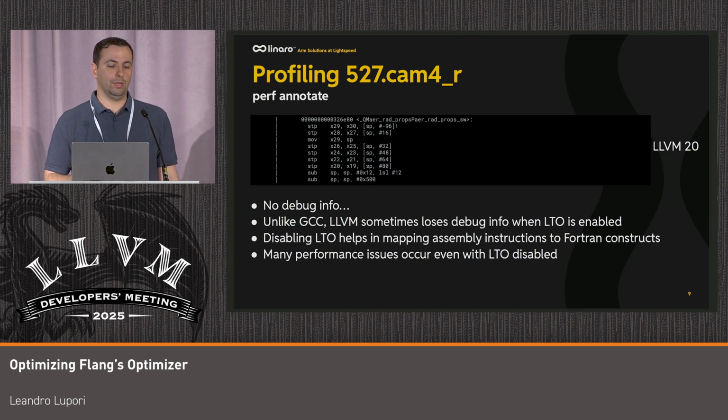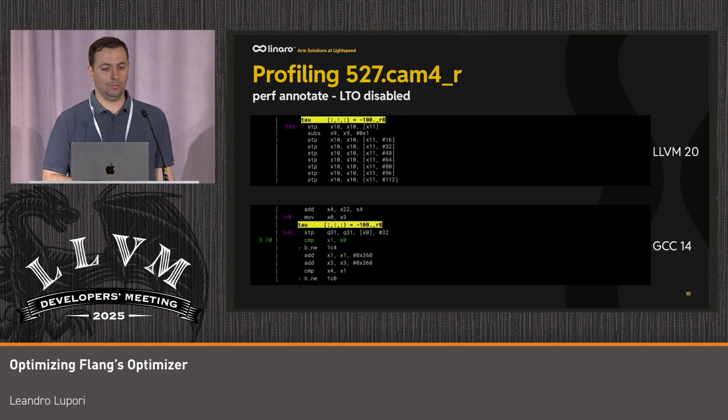And this was because, unlike GCC, LLVM sometimes loses debug information when LTO is enabled. And a workaround for this is to disable LTO, at least to be able to map assembly instructions to Fortran constructs. So here we have the output with LTO disabled. Now we can see Fortran source alongside the assembly instructions.